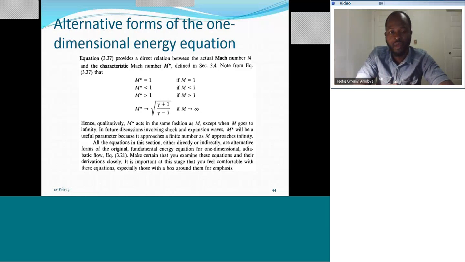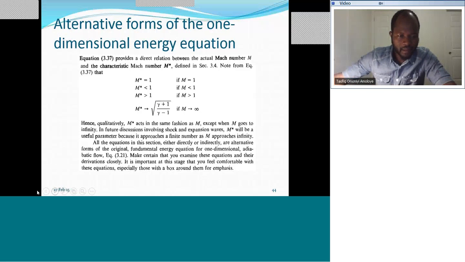All the equations in this section, either directly or indirectly, are alternative forms of the original and fundamental energy equation for one-dimensional adiabatic flow. Make sure that you examine the equations and you feel very comfortable with them and with the ways they've been derived. I think that is the end of this slide.